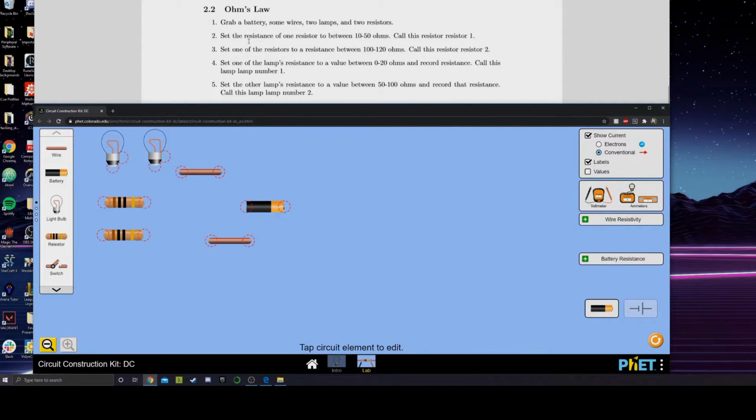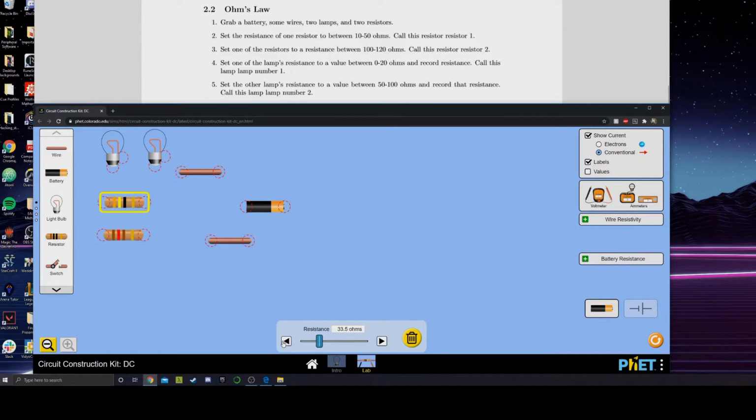We are told to set one of the resistors to between 10 and 50 ohms, and the other one to between 100 and 120 ohms, and the one that has smaller resistance will be called resistor 1, and the one that has higher resistance will be called resistor 2. So I'm just going to set this one to 25 and this one to 120, and you can see that the colors change as I move the resistance around.